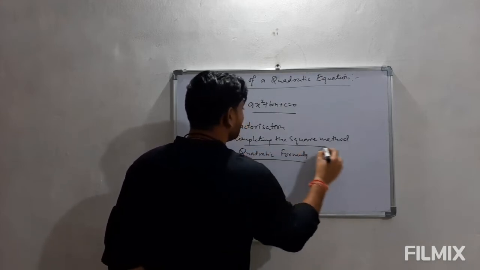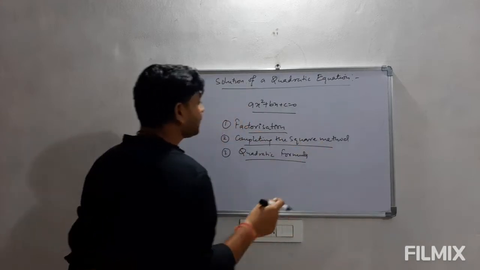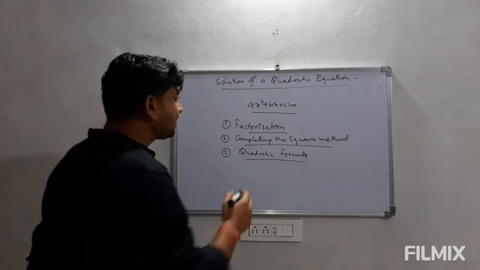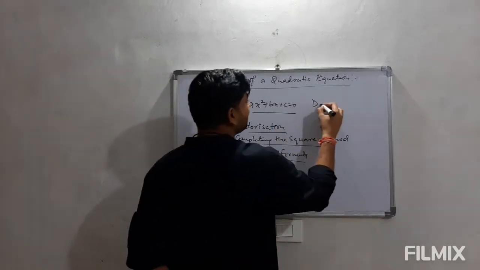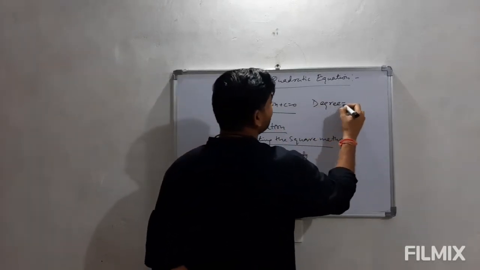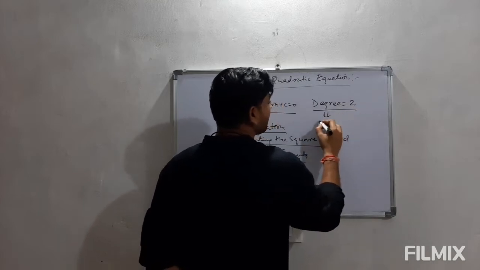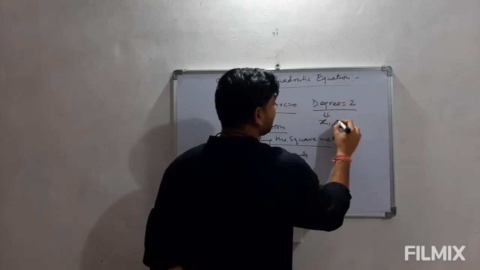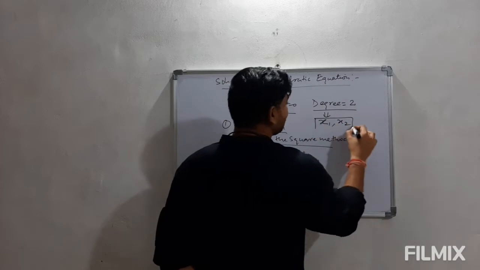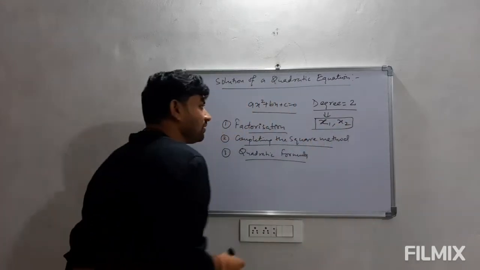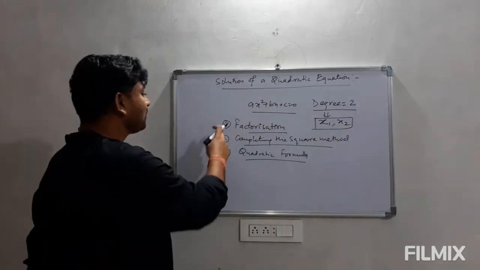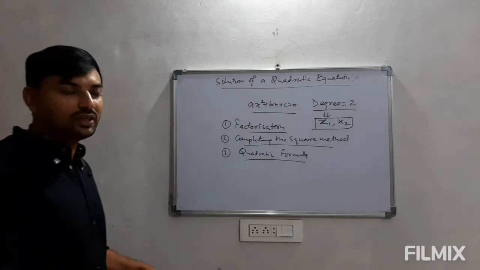Here there are three methods by which we can solve the quadratic equation. Clearly, as I told you earlier, the degree of a quadratic equation is 2, so there will be two solutions. One, suppose we call it x1, and the other one is x2. We have to find this x1 and x2 by using these three methods. And the method is very simple.